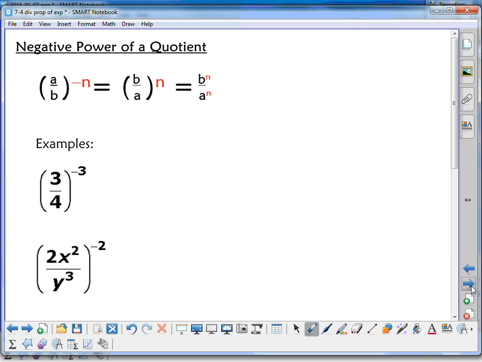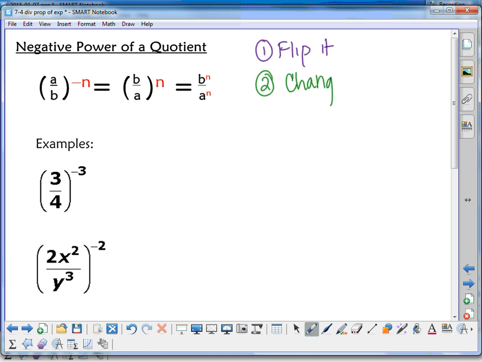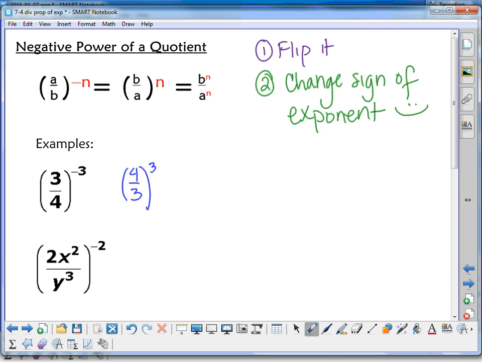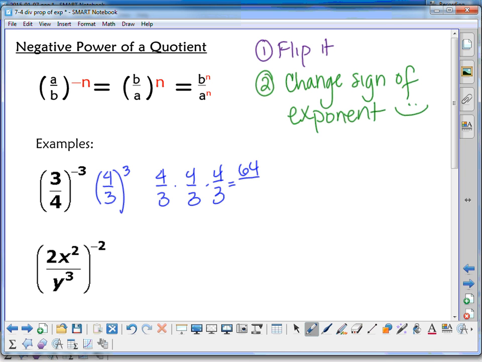Okay. All right, now if you have a negative power of a quotient, it's just like we did before. You have to flip it and change the sign of the exponent. So, for example, if I have 3/4 to the negative 3 power, that means I just have to flip that over and make it 4/3 to the positive 3 power. So then that's 4/3 times 4/3 times 4/3. And so it equals 4 times 4 times 4, which is what? 64. And 3 times 3 times 3, 27.